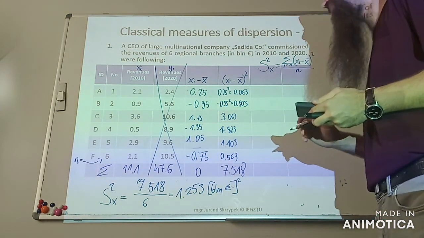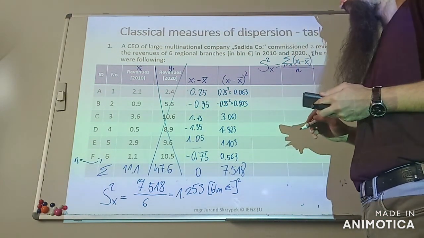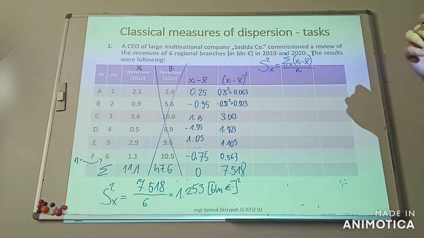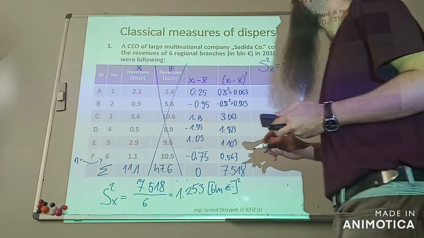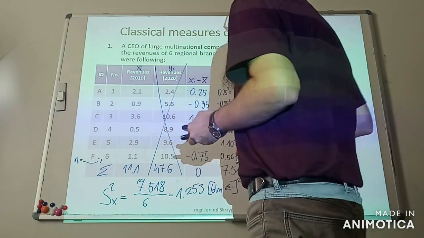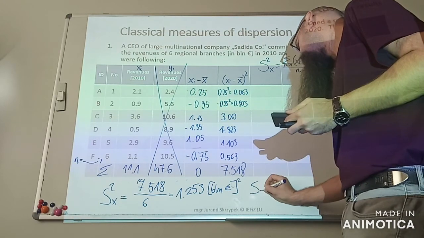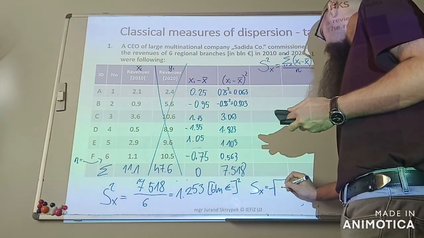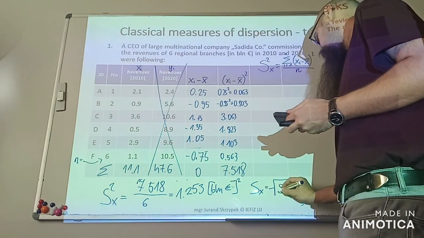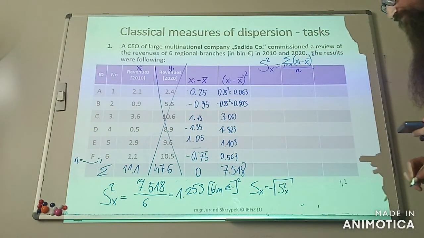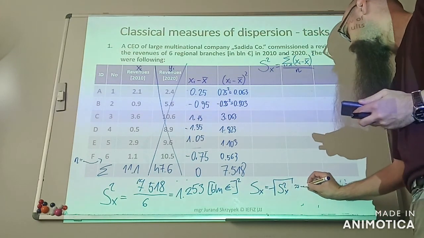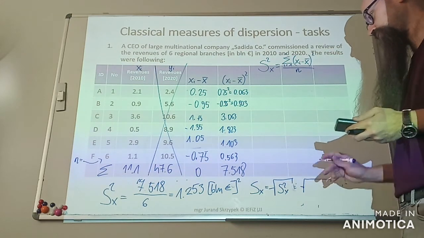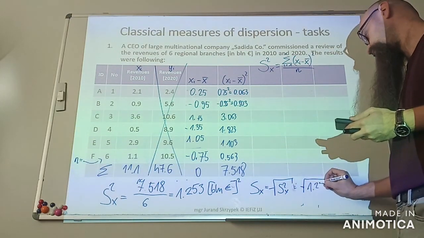It has no interpretation, so we need to compute the standard deviation of the revenues in 2010. The standard deviation of the revenues is simply the root of the variance. In our example we compute the root of 1.253.